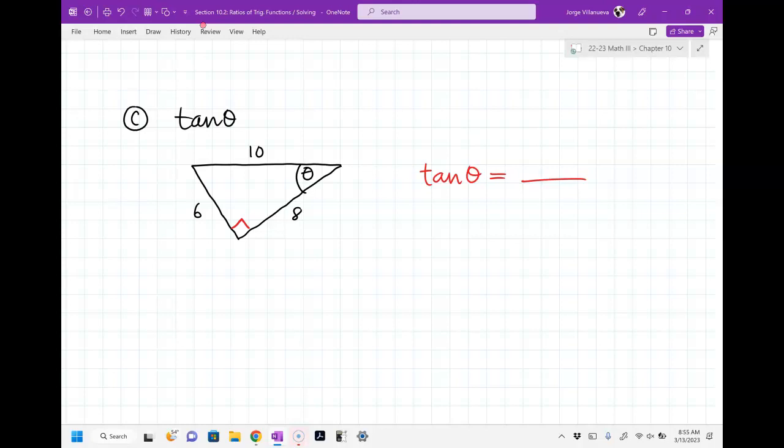The 6 is the opposite side because the 6 isn't touching the angle. So 6 is opposite. And what's my adjacent? 8. It could be 10 or 8, but 10 is the longest side, so we don't want to use that as adjacent. That'll be my hypotenuse, so it's going to be the 8. Now, in this case, you are going to want to reduce. So this will be 3/4. Okay, so tangent of theta is 3/4.